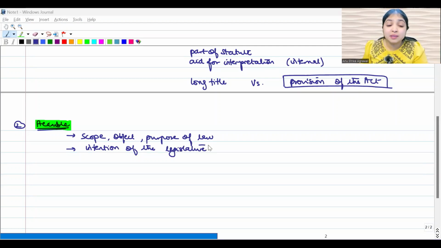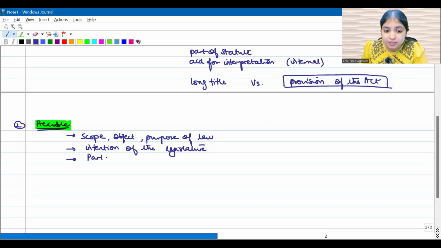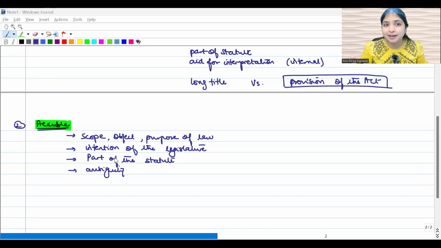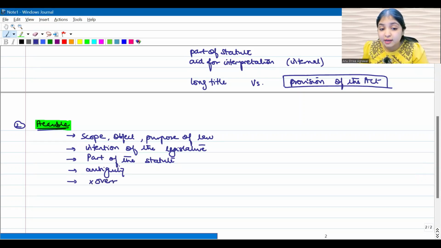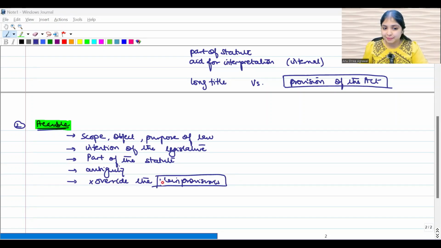Then we learned that even the preamble, it is a part of the statute. And when do we refer to the preamble, guys? When there is ambiguity, when multiple meanings are possible, when a doubt arises as to which meaning the lawmaker intended, we can come and have a look at the preamble. But even over here, we had said that the preamble will not override the plain provisions of the act, which means same thing. If there is a conflict between the preamble and the plain provisions of the act, it is the plain provisions which will have more priority over the preamble.